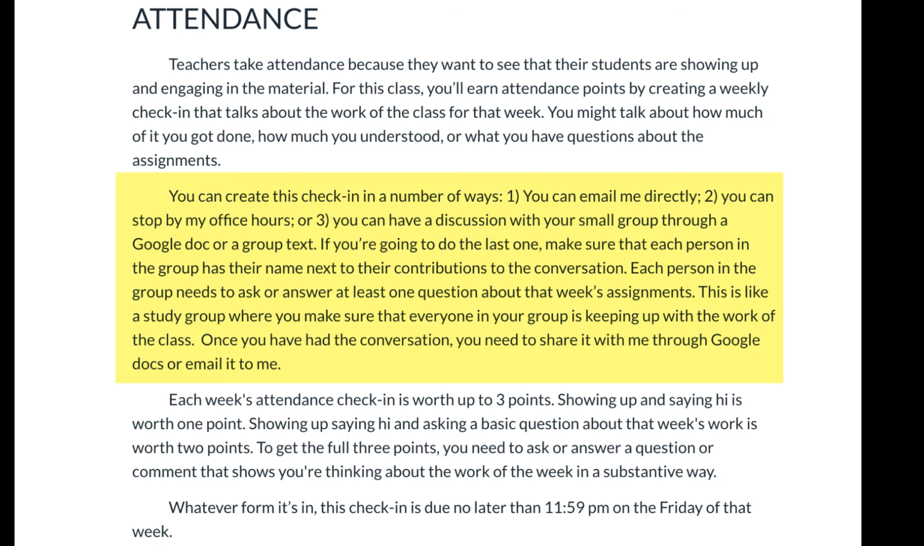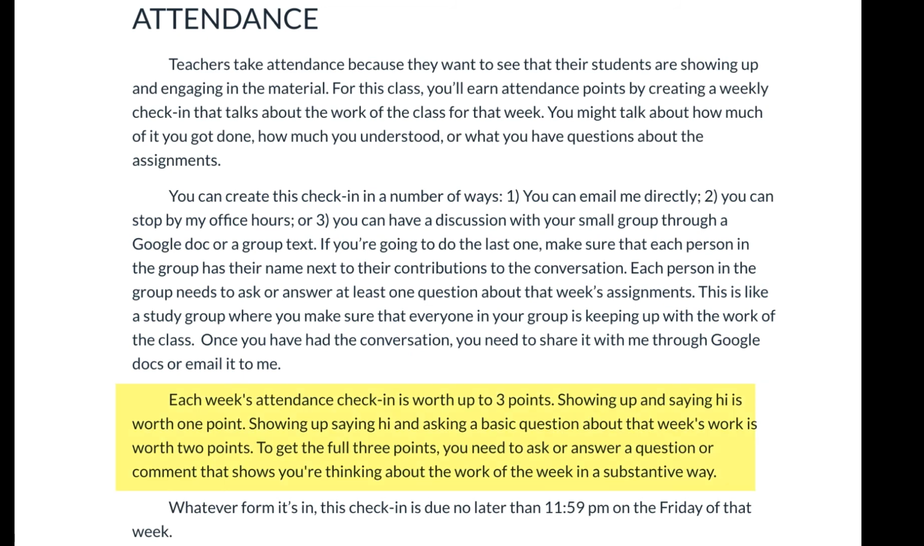If you're going to do that, you have to make sure that everyone has their name next to their contributions to the conversation. Each person in that group needs to ask at least one question. This is like a study group. And then once you've had that conversation, you have to share it with me through Google Docs or email it to me.